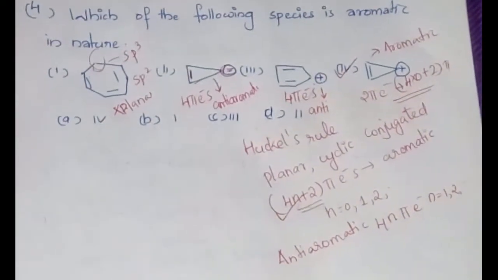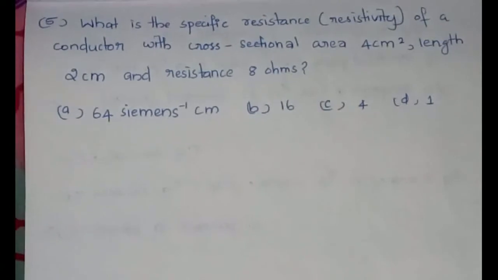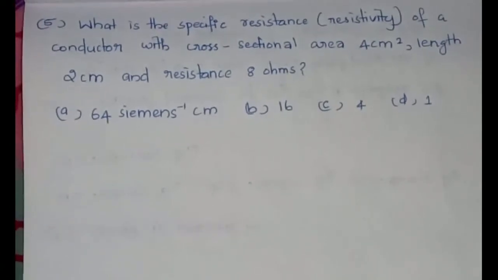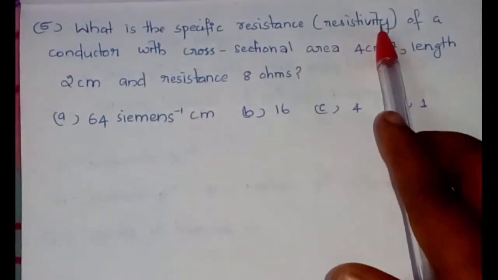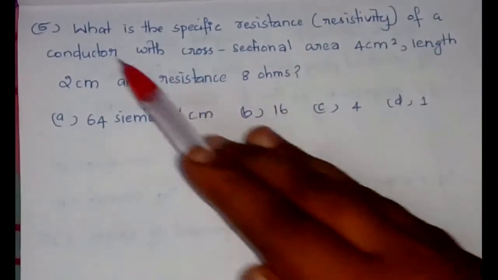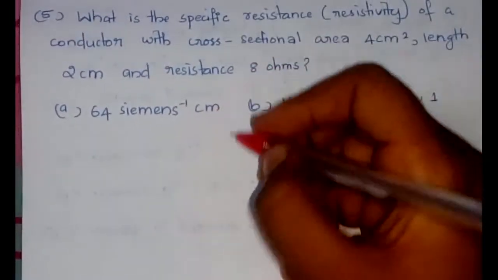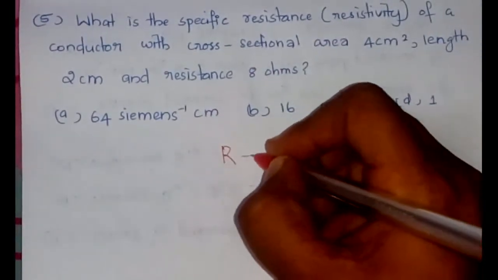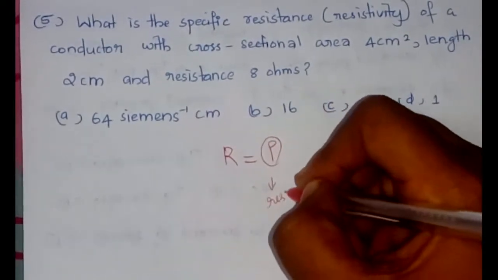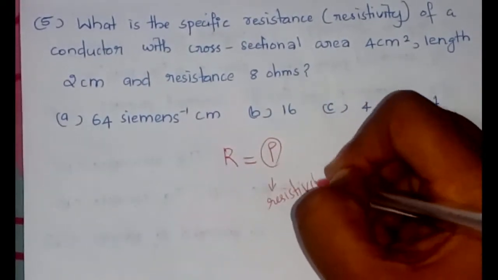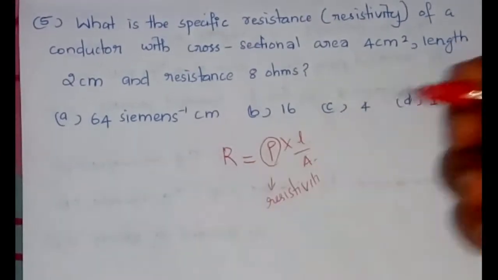Now we will go to the next question. This is a very simple problem from the part of electrochemistry. So what is given here? We need to find the specific resistance or resistivity. The area and the length are given along with the resistance. So the formula that we need to use here is resistance R is equal to rho, where rho is the resistivity, into L by A, where L is the length and A is the area.